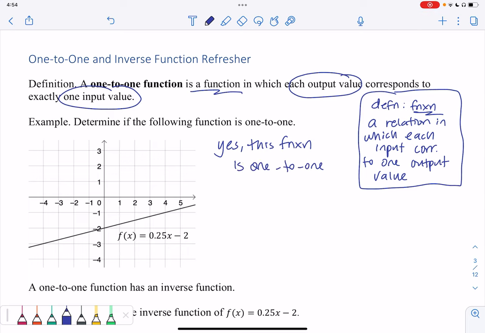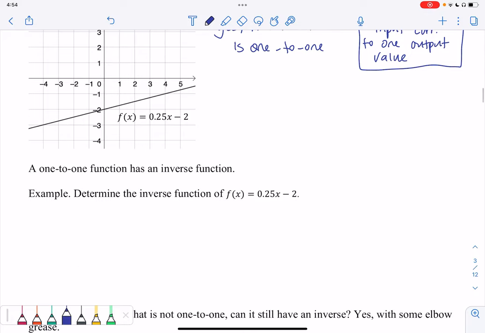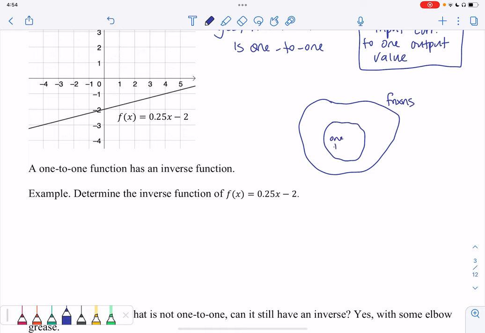Excellent. A one-to-one function has an inverse function. So think of, here is my happy little group of functions, like all the functions in the whole world. And then these ones are the ones that are one-to-one. These lucky functions that are one-to-one, this group has inverse functions. So let's say I want to determine the inverse function of f of x equals 0.25x minus 2, the one I was just looking at its graph. Now let's say I want to determine the equation of the inverse function. I know that this function is one-to-one, so I feel good about this.